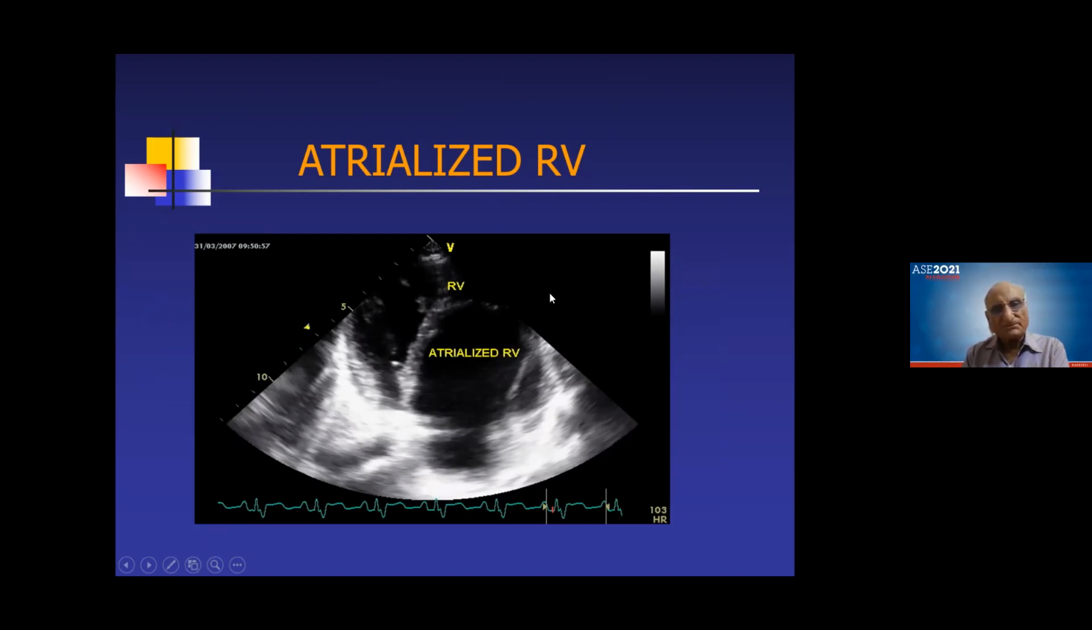So by this time you should know what is atrialized right ventricle. This is a true right ventricle, a right atrium, and this is the atrialized right ventricle, because of these features also, as I told you.